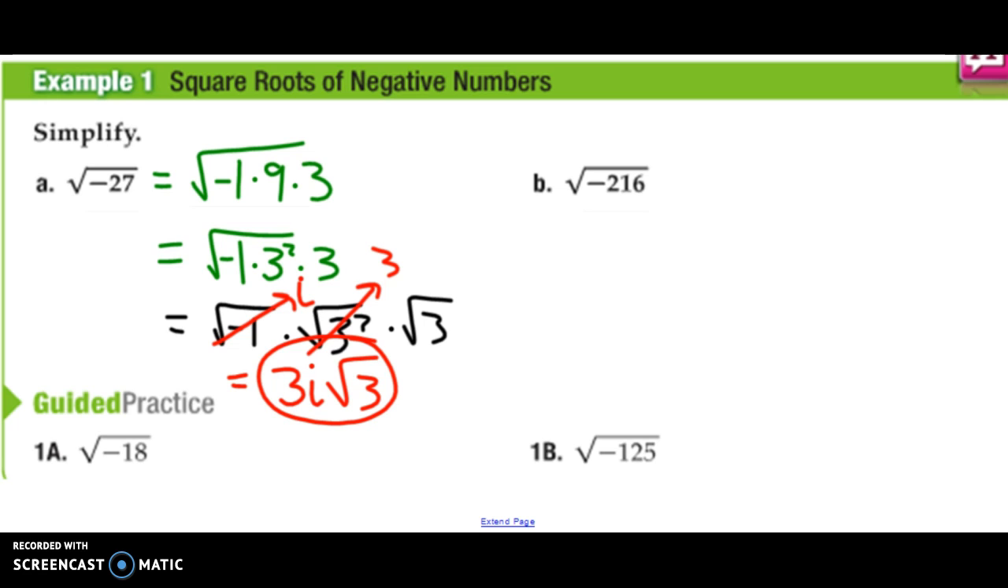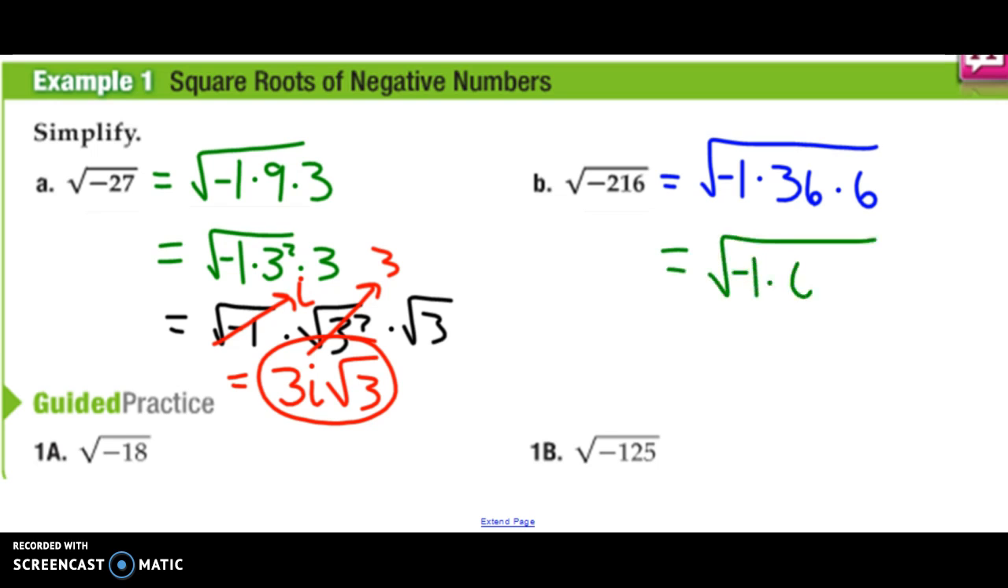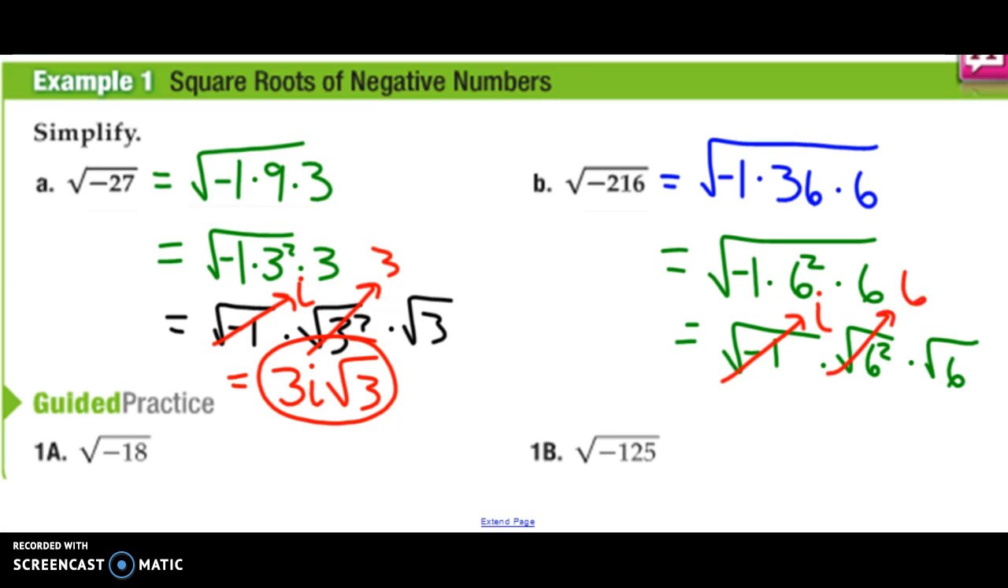Now look at letter B, okay? Square root of -216. Well, first off, I know that -1 is one of my factors. Then I think of other factors of 216. Well, if I divided 216 by 2, that would be 108. Well, that's not a perfect square. If I did it by 3, that would be 72. That's not a perfect square. If I did it by 6, that would be 36, which is a perfect square. So I can write it as 36 times 6. So obviously that's going to be the square root of -1 times 6 squared times 6, which is the same as the square root of -1 times the square root of 6 squared times the square root of 6. This is really just i, this is really just 6, and square root of 6 remains the same. So I get 6i square root of 6 is my answer.